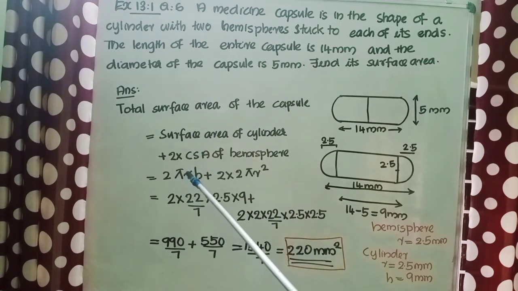That is equal to 2 pi rh plus 2 into 2 pi r square. That is equal to 2 into 22 by 7 into 2.5 into 9 plus 2 into 22 by 7 into 2.5 into 2.5. That is equal to 990 by 7 plus 550 by 7. That is equal to 1540 by 7 equal to 220 millimeter square.